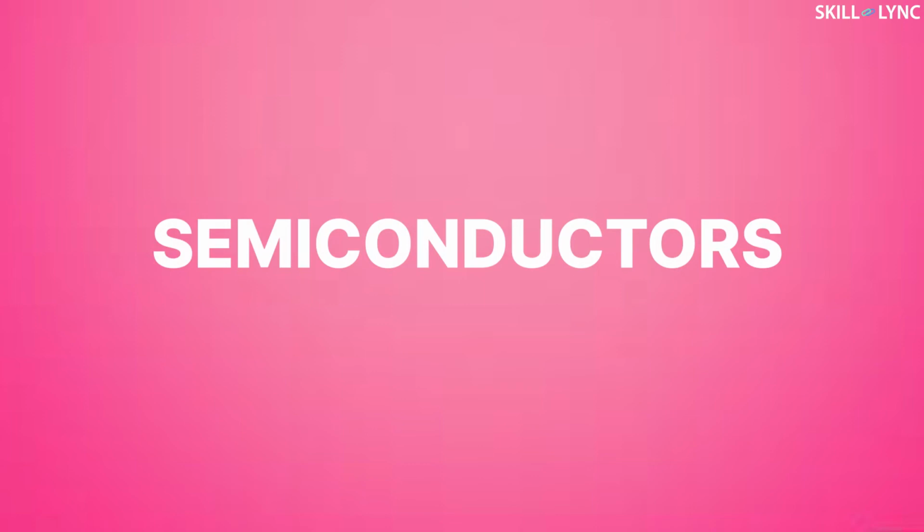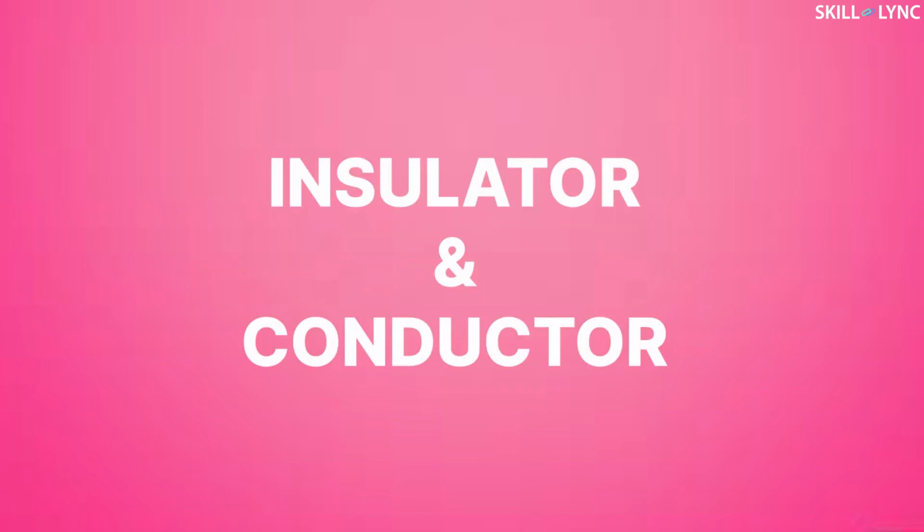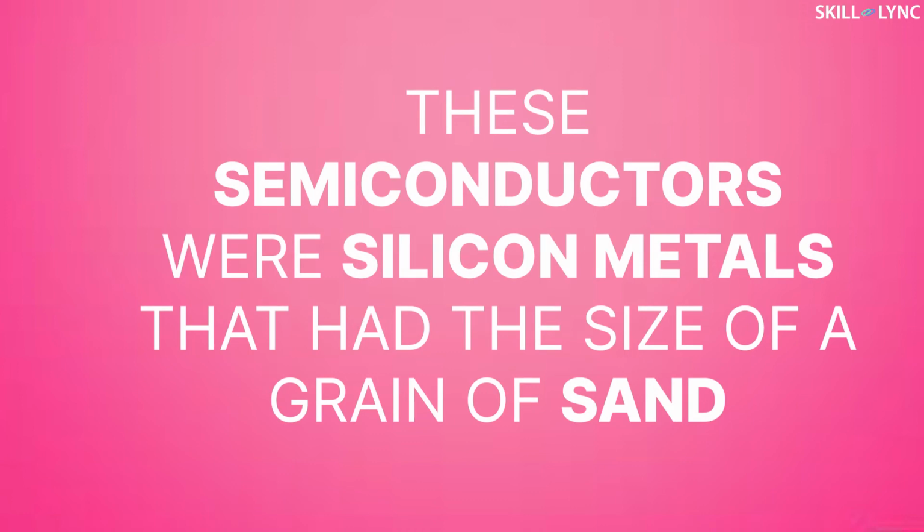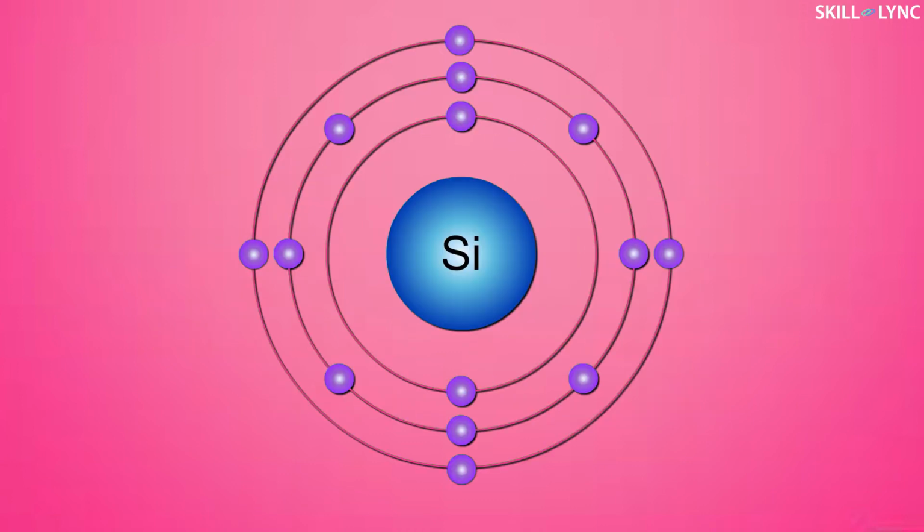Then semiconductors came into the picture. Semiconductors are materials that have their conductivity between an insulator and a conductor. That is, it functioned only under specific conditions. These semiconductors were silicon metals that had the size of a grain of sand. The valence shell, that is the outermost shell of the silicon atoms, had 4 electrons. If you remember from what was taught in school, the valence shell requires 8 electrons in its outermost shell to complete its configuration. Thus, the silicon atom requires 4 more electrons to complete its configuration.